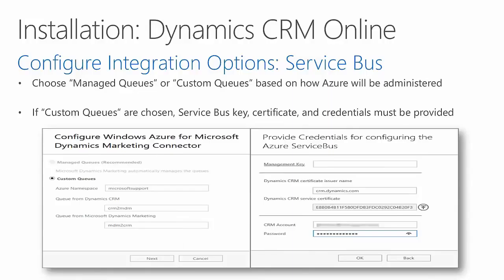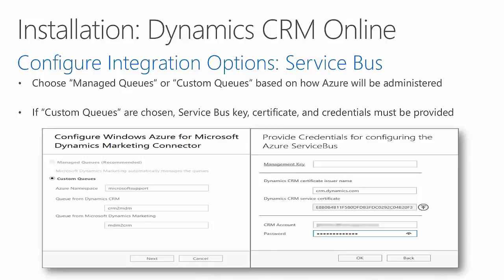Following the CRM endpoint configuration, the gear icon in the Service Bus section should be clicked to open a second set of configuration windows. If it is preferred to have Microsoft manage the Service Bus namespace and queues in Azure, then the default setting of Managed Queues can be saved and no further configuration is necessary in this section.